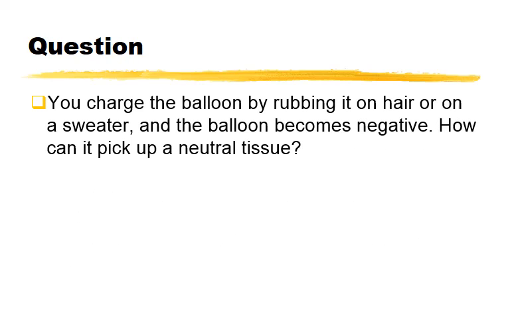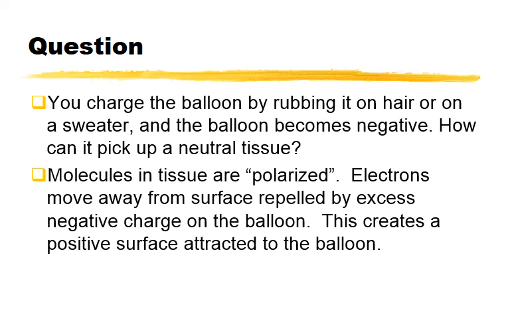And so if we return back to this issue with the neutral tissue paper being lifted up, what I described earlier was that the molecules are what's called polarized. And so some of the electrons move away from the surface, leaving the other part positively charged. And so the electrons move down, the surface is more positively charged, and it's attracted to that balloon, which is negatively charged, and so the tissue paper lifts up off the table.